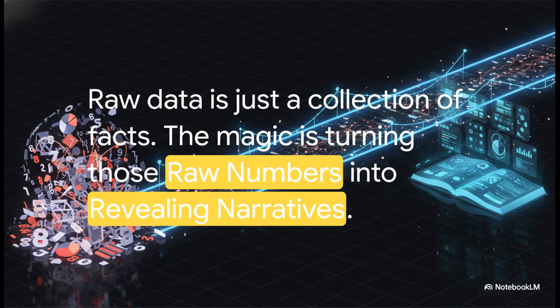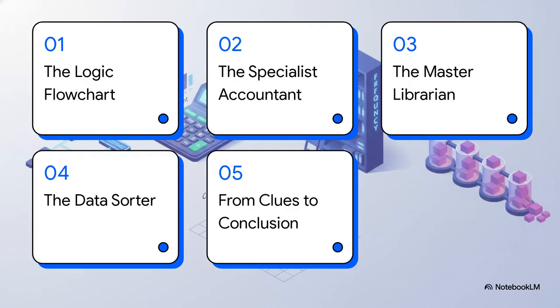And that, right there, is the central challenge, isn't it? A spreadsheet packed with raw numbers is just a collection of facts. The magic, the real value, is in turning them into a compelling, revealing narrative that you can actually use to make a decision. In this explainer, we're going to build the bridge that takes you from that messy pile of evidence to a completely solved case. To do that, we need the right tools.